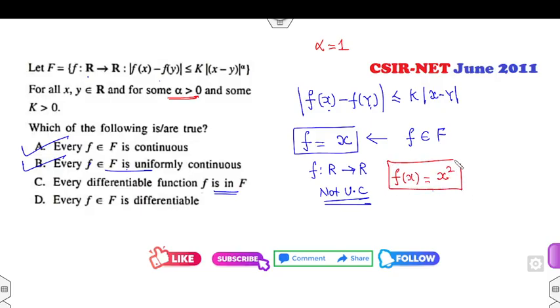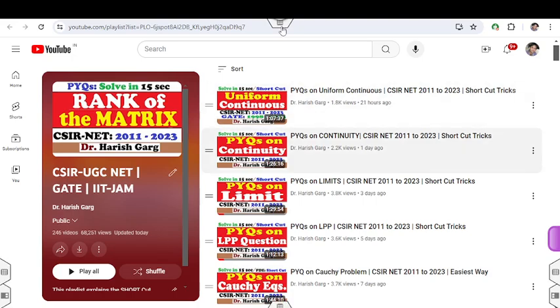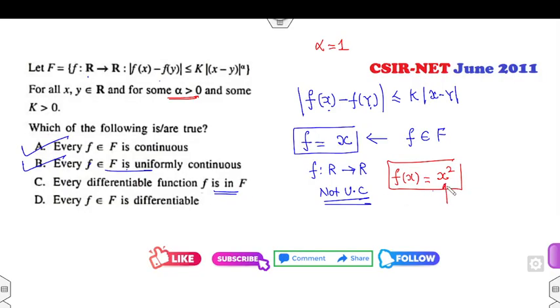x square. How can you think about that? You can watch my uniform continuity lecture. Make sure, students. Now you can see this is differentiable, but it is not uniformly continuous. So that option is cancelled. Every f is differentiable: you can see mod of x. If I choose f of x as mod x, it satisfies this property, but it is not differentiable. So the right options are A and B, the correct answer of this problem.